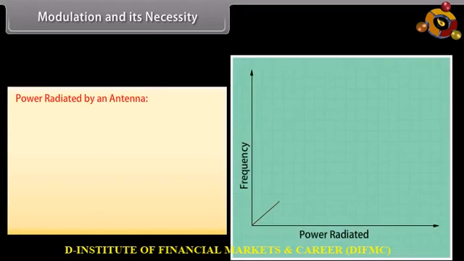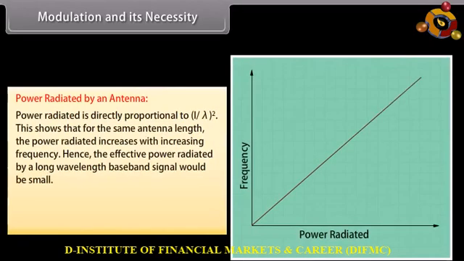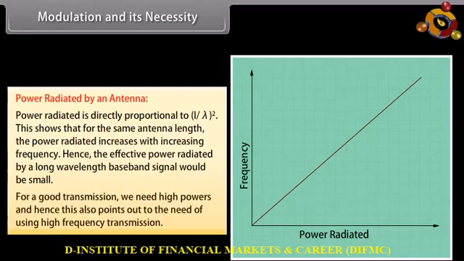Power radiated by an antenna. Power radiated is directly proportional to L upon lambda square. This shows that for the same antenna length, the power radiated increases with increasing frequency. Hence, the effective power radiated by a long wavelength baseband signal would be small. For a good transmission, we need high powers, and hence this also points out the need of using high-frequency transmission.